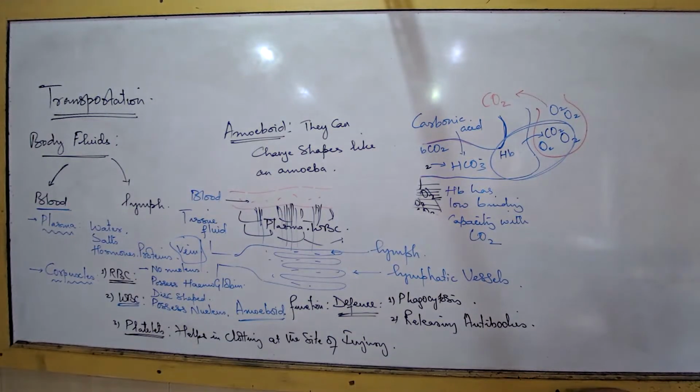Next, you straight away go to number 6. All this is not necessary for you. The flow of the lymph in the lymphatic vessels is very slow. Here, the flow of the blood in the blood vessel is fast. Just add here.